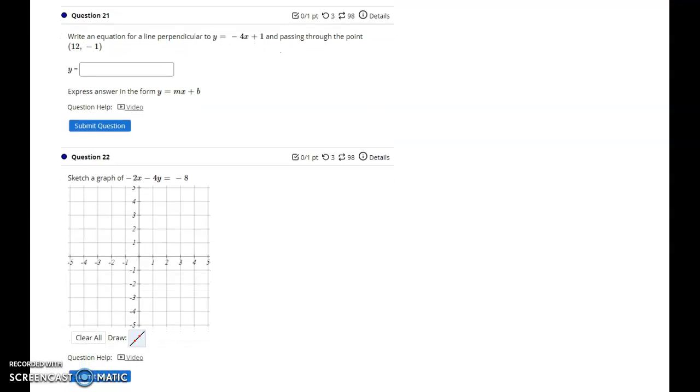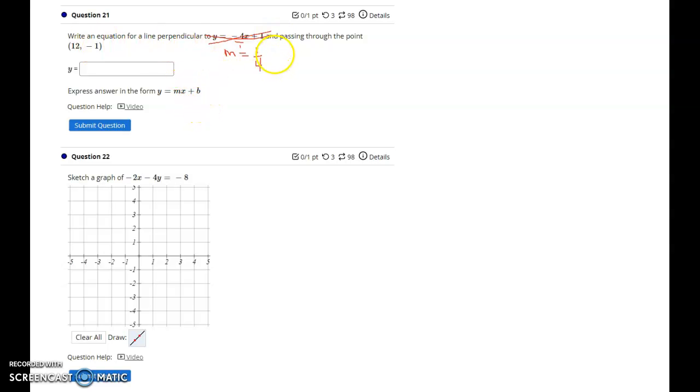Okay, number 21, write an equation for a line perpendicular to this equation and passing through the point 12, -1. So the slope is -4. Perpendicular lines have slopes that are negative reciprocals. So if this is -4, the perpendicular slope will be the reciprocal, which is 1/4, and it has to be positive. Now that's all we need from that line. We can even cross it out after.